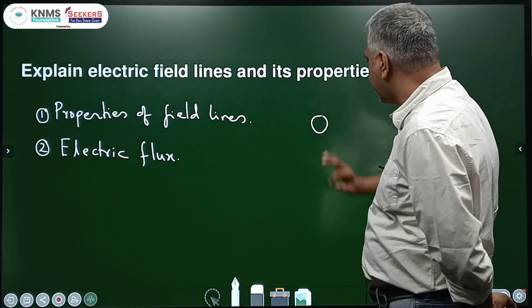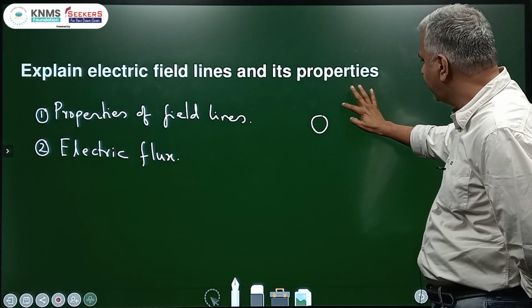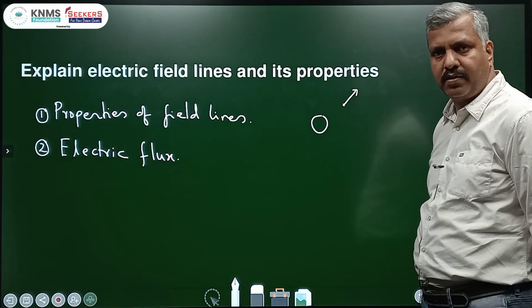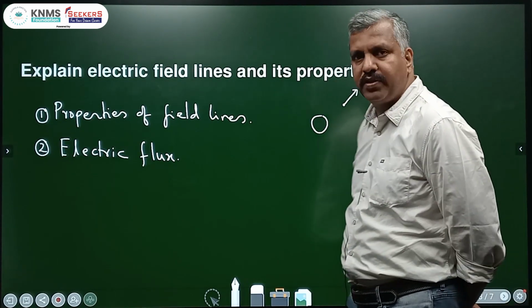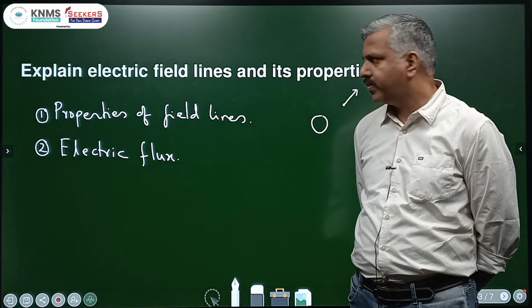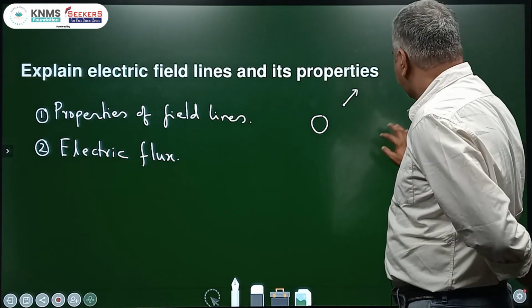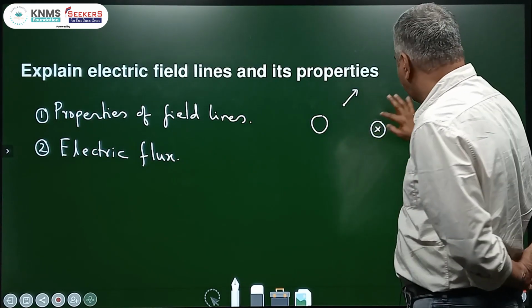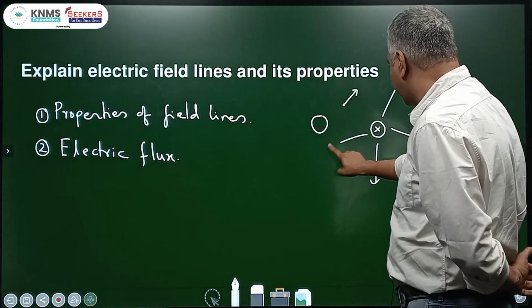That means suppose there is a charge here, and if you place a positive charge at this particular point, the direction of the force on the positive charge will give you the direction of the field lines. Second thing is, already we have discussed that positive charges are sources for field lines and negative charges are sinks for field lines. Then again, a very important concept is that suppose there is a positive charge here, we will see that the field lines will be moving radially out.